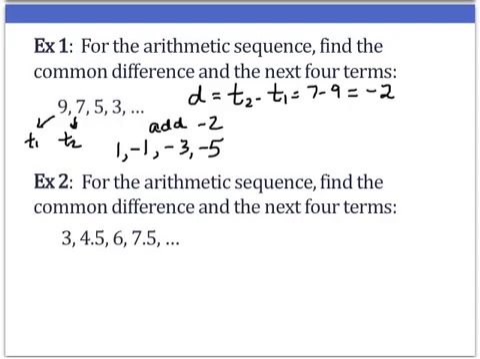Now the one below, example 2, we have 3 to 4.5, 4.5 to 6. So every time we're adding 1.5. We're going to start by adding 1.5 to 7.5. So our next four terms will be 9, 10.5, 12, and 13.5.